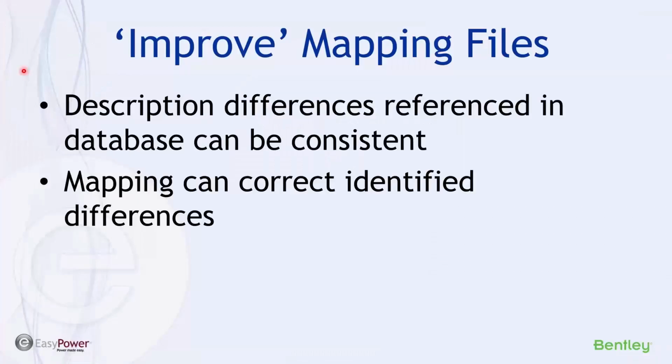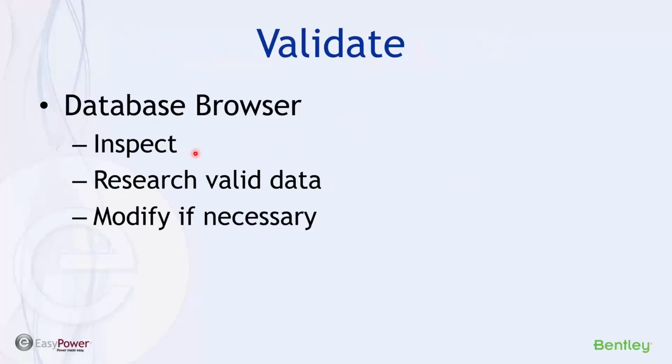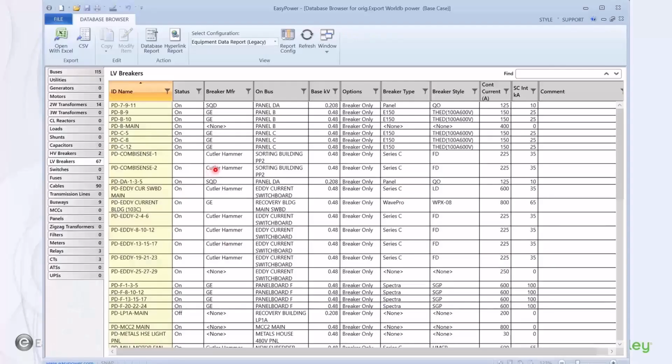Okay, so what we've covered is how to improve the mapping files. I'm going to show those here briefly. We covered how the descriptions can be accessed in the collected data tab on each element. And you don't have to be in the import mode to do it. You can do it anytime you have a one-line diagram. And then you want to correct as many as you can. The database browser allows us to inspect and research the validity of any data and modify it. And we just saw how that works here.